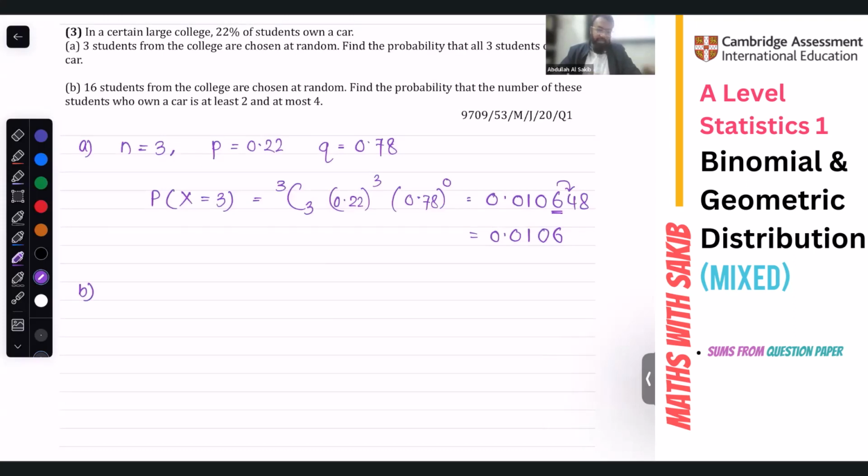16 students from the college are chosen at random. So 16 students. So n equal to 16.